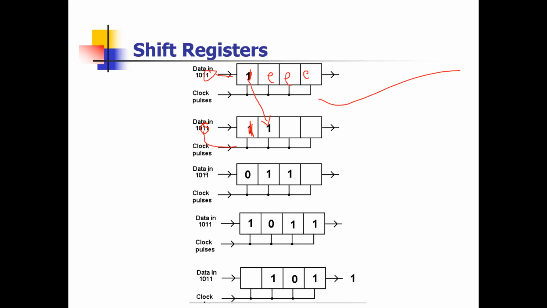Now the third data, what is the third digit? 0. So if 0 is here, what will happen with this one? It will go to the right. And what will happen with the first one? It will also shift to the right, to the third one. Clear. And now the next input is 1. So 1 will be here, this 0 is here, this 1 shifts, and this one also shifts. Clear or not?